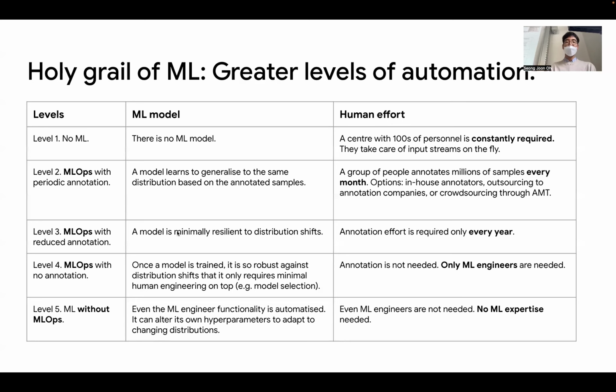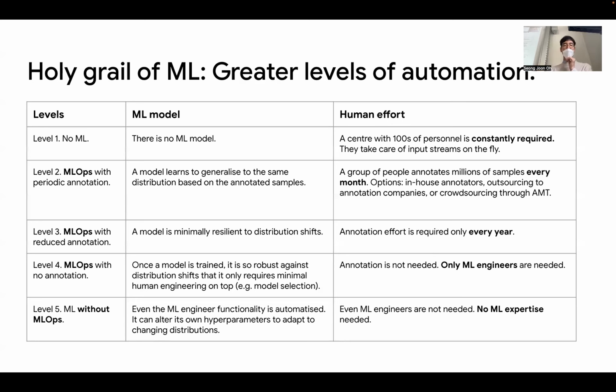But now you wish to reduce the annotation as well. So now we develop a model which is a little bit resilient to distribution shifts. Then that can actually reduce the required frequency of annotations, let's say every year. And that's already going to reduce the MLOps cost quite a bit. And now let's say there is level 4, which is the extreme of annotation, where you don't require any annotation at all.